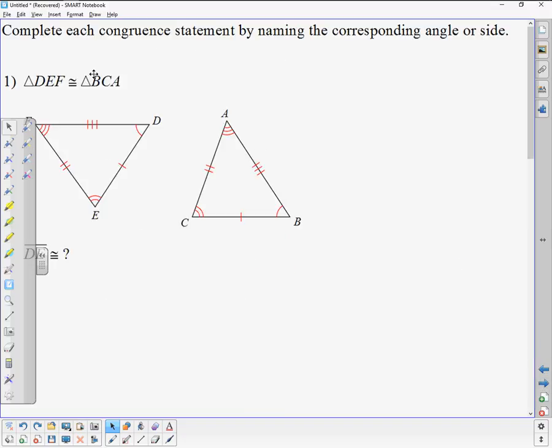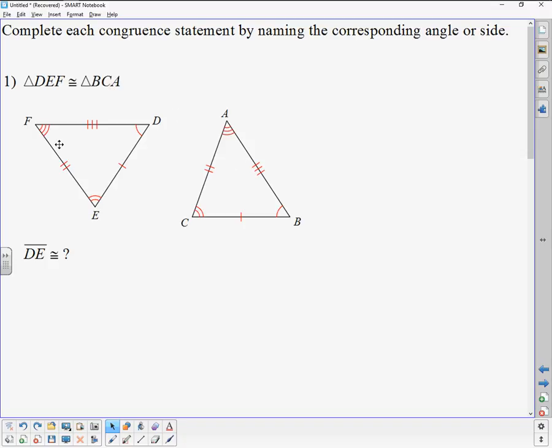Example number 1: complete each congruent statement by naming the corresponding angle or side. Triangle DEF is congruent to triangle BCA. Here's what I want you to notice. D corresponds to B, one tick mark to one tick mark. Now, E corresponds to C. E has two tick marks, so C better have two tick marks. And F has three tick marks, and A has three tick marks.